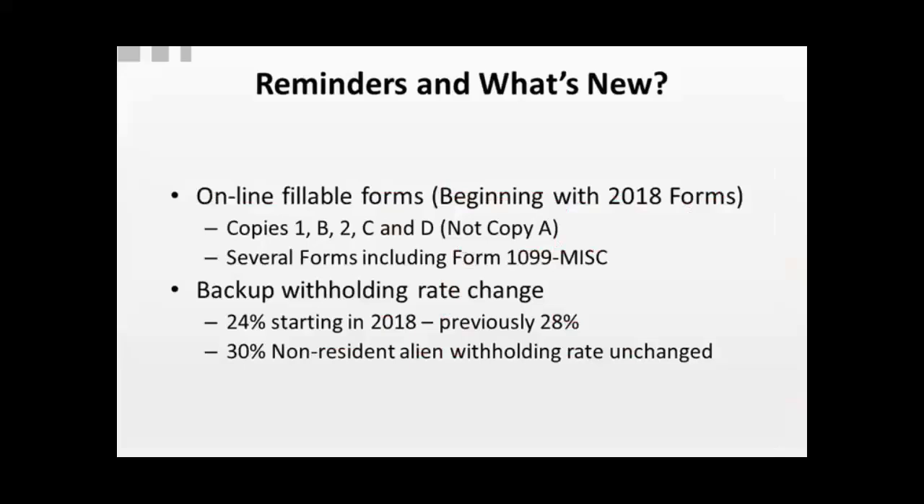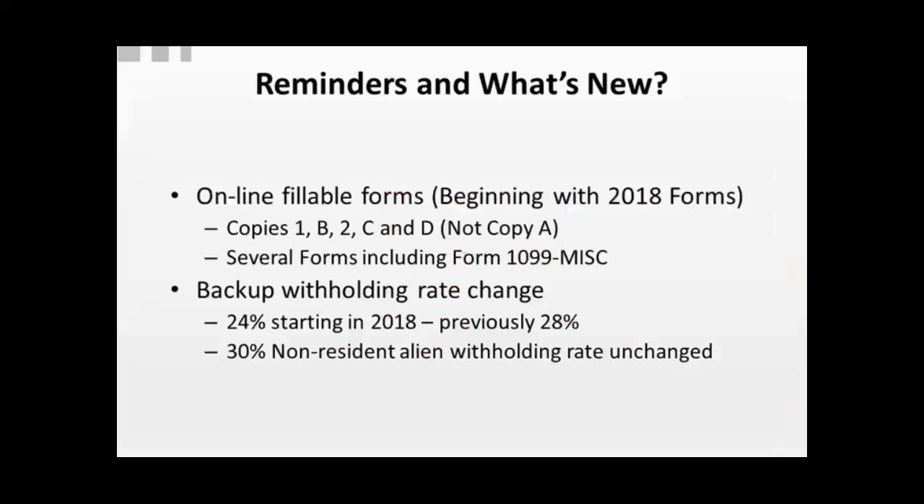Okay, there's also online fillable forms that you can use. This began with 2018 forms. You can fill the forms out, but only the copies 1, B, 2, C, and D, not copy A, because it still has the special red ink on it, and that's required for the machine reading at the IRS.